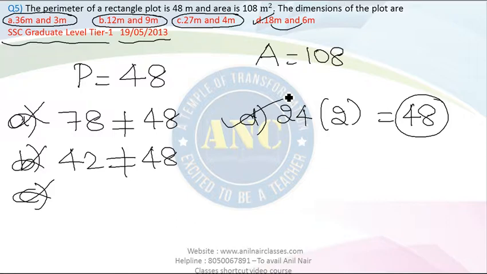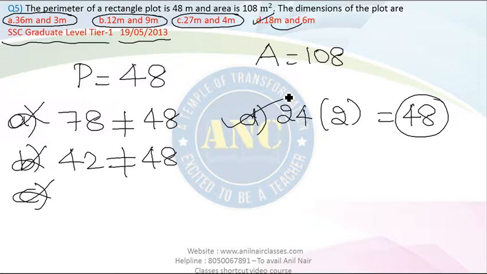How much time will I take to tell this, sir? First option, it is incorrect. 36 plus 3 is 39 and double of 39 is 78, which is not equal to 48. To tell that, you will hardly take 2 to 3 seconds. That means first option 3 seconds, second option 3 seconds, third option 3 seconds. You should complete this problem within 10 seconds or maximum 15 seconds.